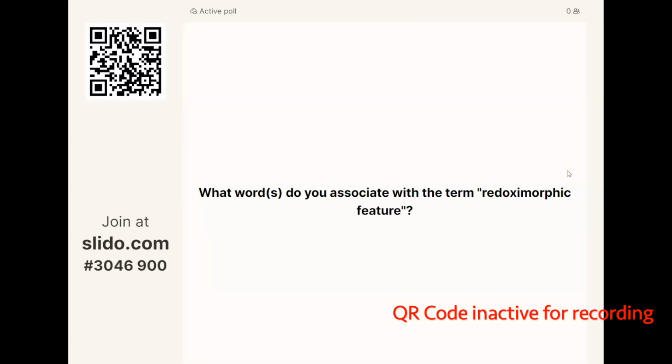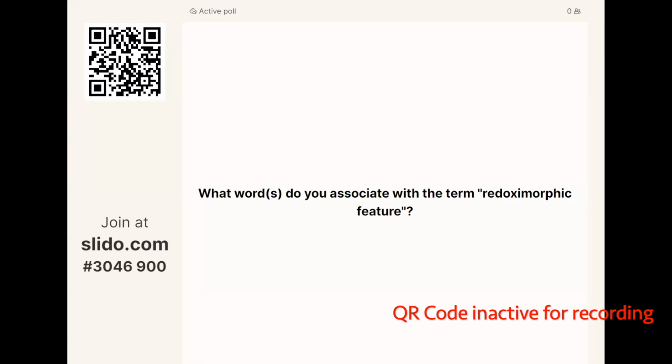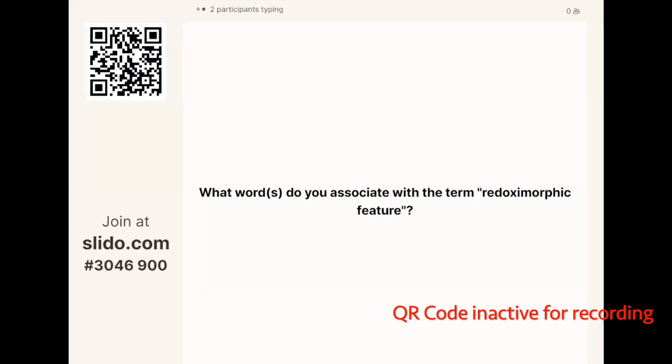So here's the first one. We're going to have just a couple of these. If you take your QR code and go to the upper left there, you can scan that QR code in and join the quiz, or you can type Slido.com into your search bar, and it should have a join number there, 3046900. And then just a question here: what word or words do you associate with the term redoxymorphic feature?